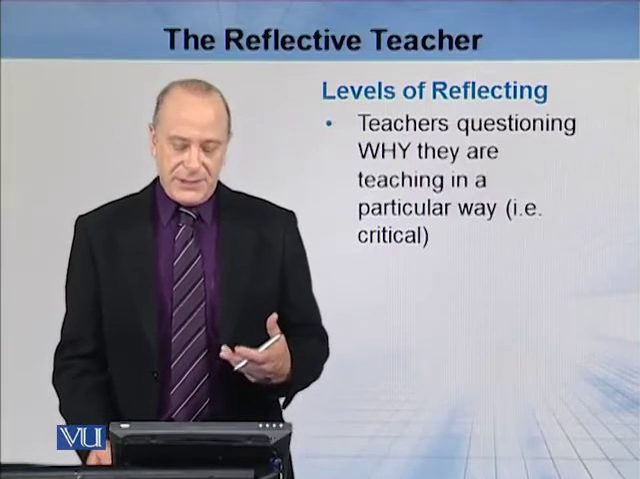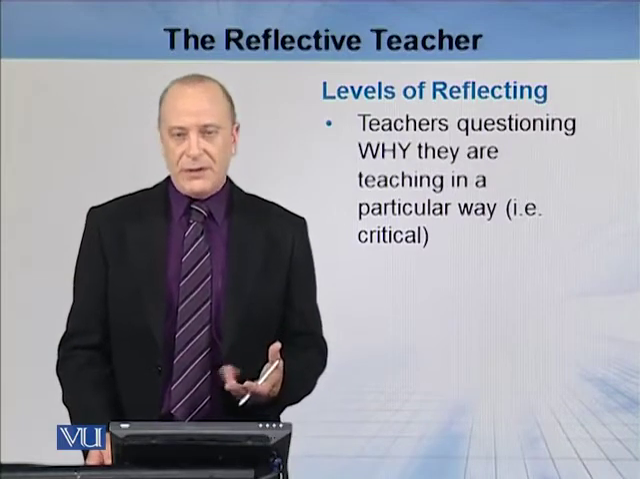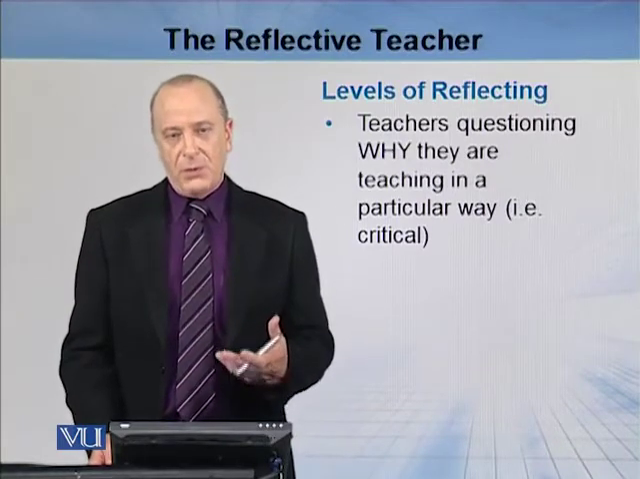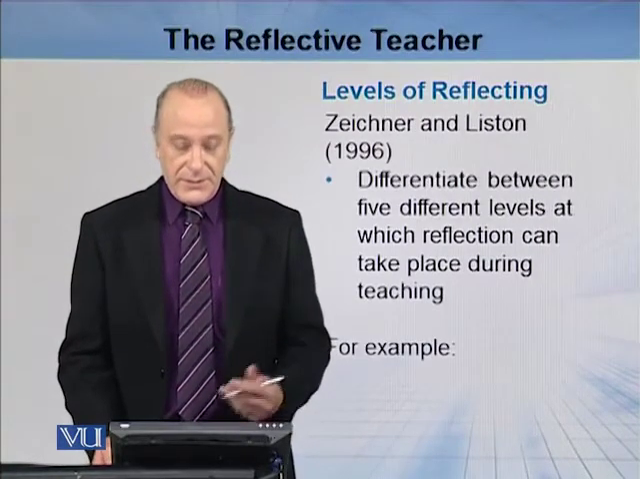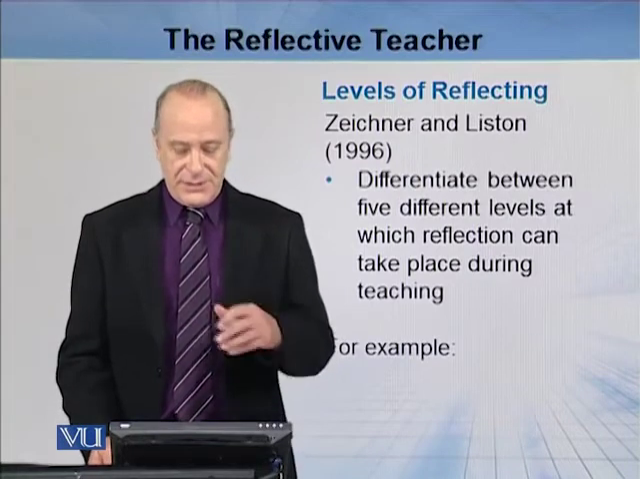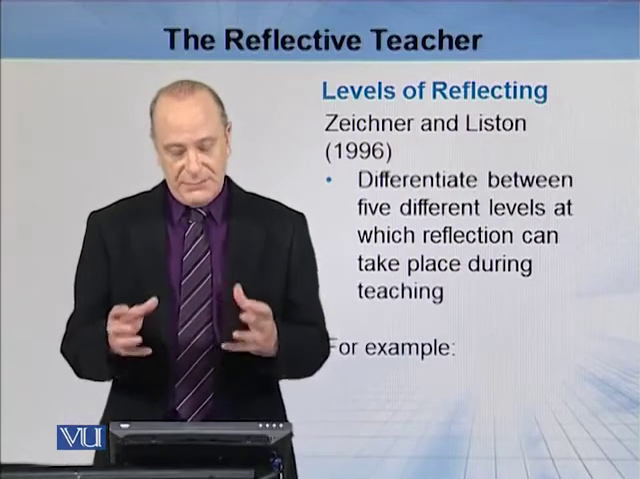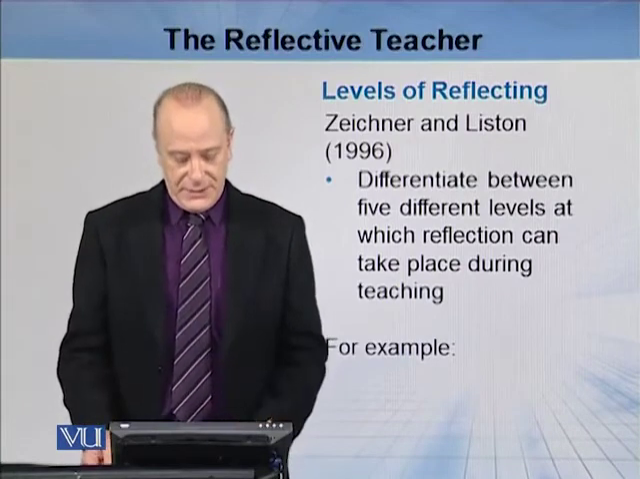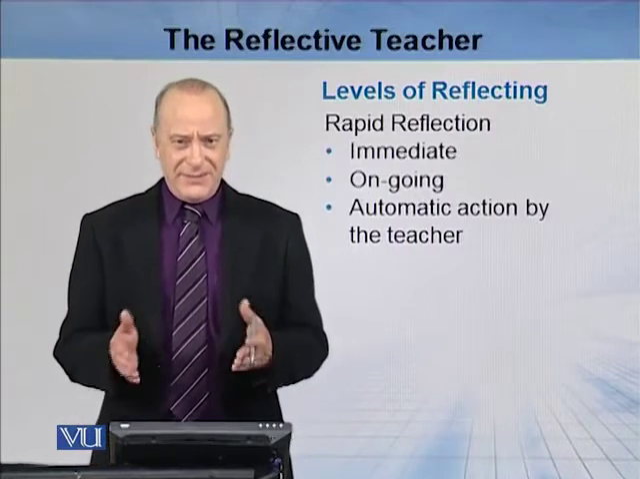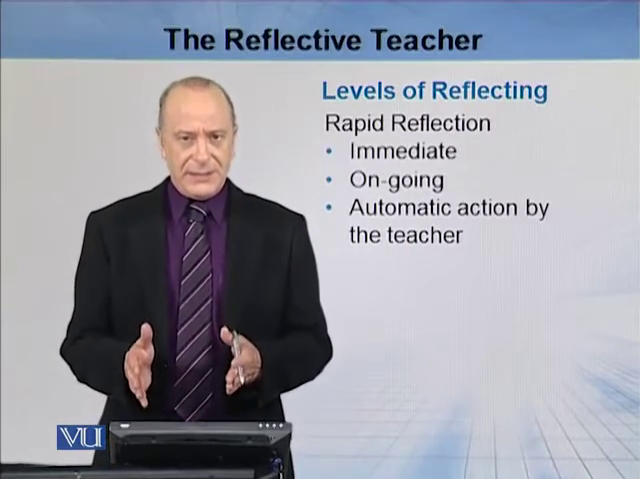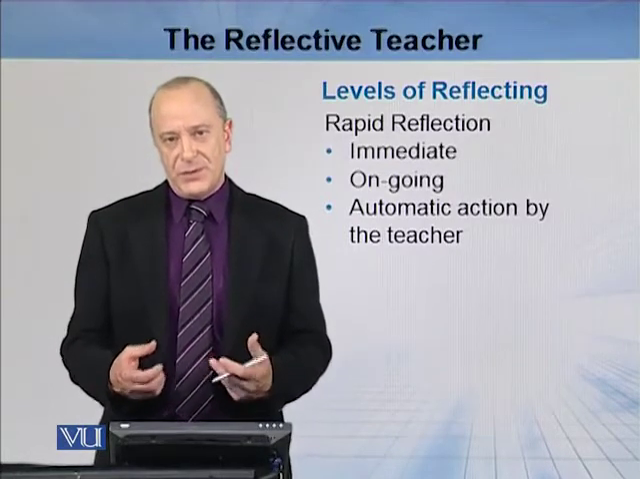In this sense, teachers are always questioning why they are teaching in a particular way, why they're using certain resources, why they believe what they believe. Zeichner and Liston go on to differentiate between 5 different levels of reflection which take place during the process of teaching. For example, they talk about rapid reflection. This is very immediate, it's ongoing, it's an automatic reaction to what they're experiencing with the children in the classroom.